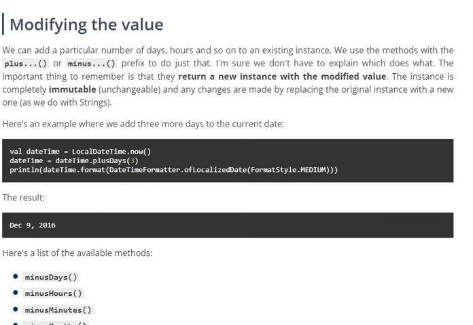So we can add a particular number of days, hours, and so on to the existing instance. We can use the plus and minus methods for modifying the value. See the example. We add 3 days to the current date. Look at that, plusDays within brackets 3. dateTime.plusDays within brackets 3. So we have the list of available methods.